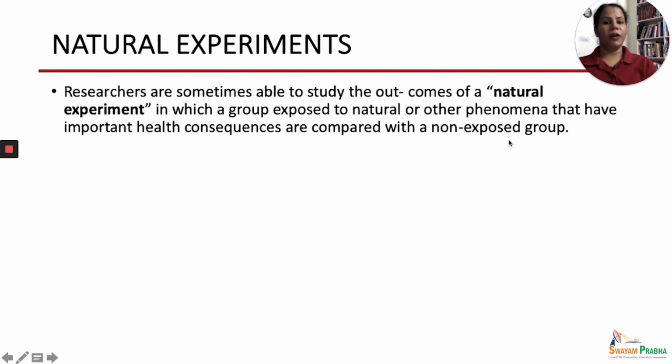One group might be exposed to a natural phenomenon, for example a natural disaster. It may be an earthquake, a tsunami, or, for example, a gas tragedy. So we may take a group who was exposed to that natural disaster, and one group who was not exposed, and then we can study the effect on their health consequences because of that natural phenomenon.